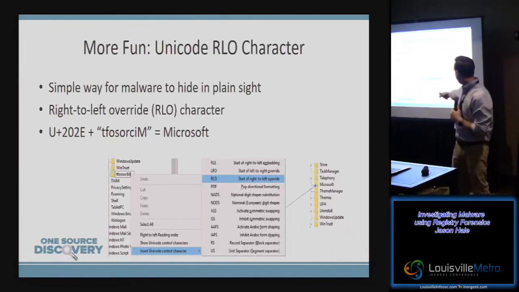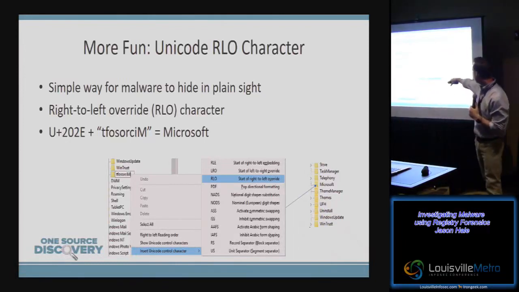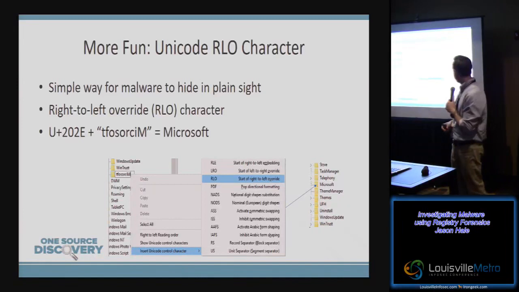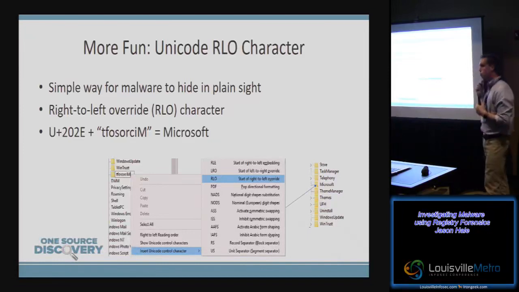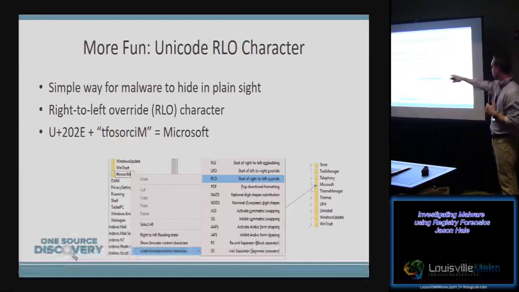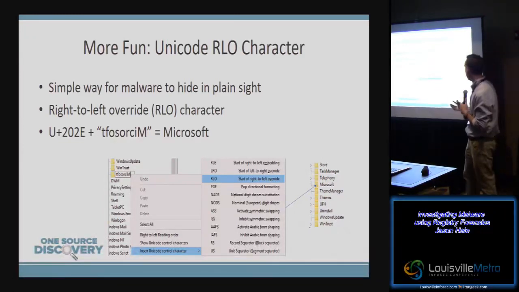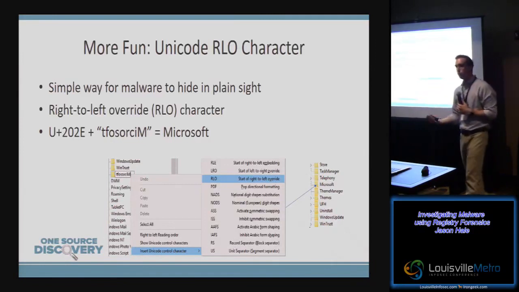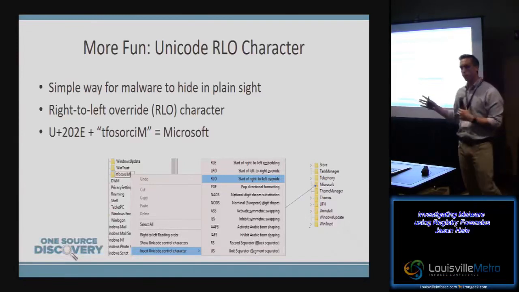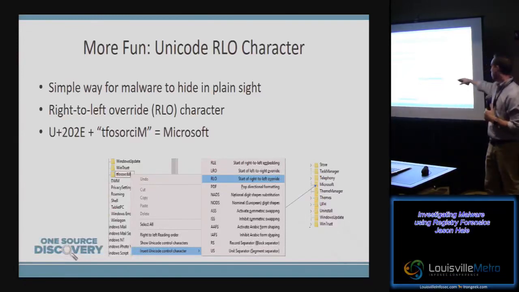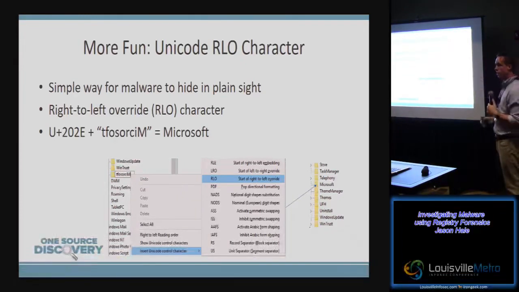If you were to create a key, insert the Unicode control character for the right-to-left override, and then type in TFOSORCIM, you type in Microsoft spelled backwards. When the registry viewer interprets that, because it understands Unicode, it's going to see the right-to-left override and reverse it, so that whenever you're looking at it in regedit or any Unicode-capable registry viewer, it's just going to look like Microsoft. You can obviously replace Microsoft with anything you want to call it, and you can store this anywhere. So this can be deeply embedded in the registry where it's not exactly easy to find.